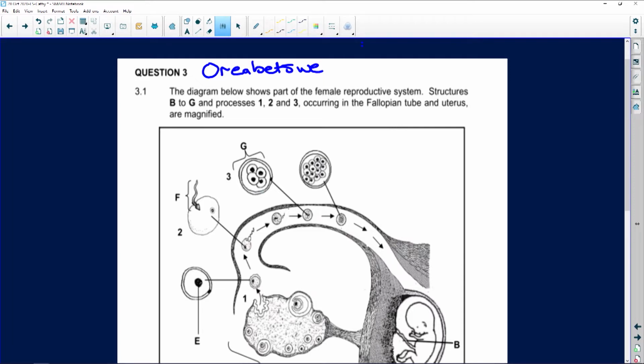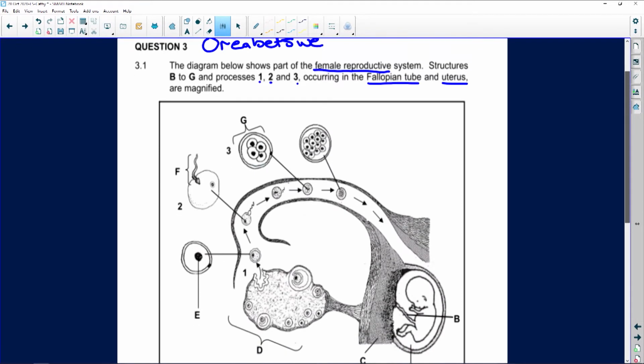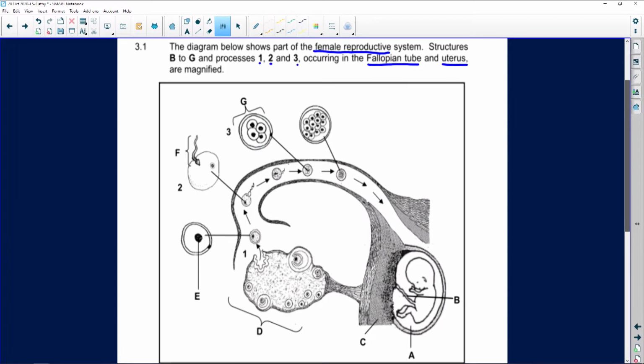And it says, the diagram below shows part of the female reproductive organ. Well, this doesn't look like a male reproductive organ. Structures B and G and processes 1, 2, and 3 occurring in the fallopian tube and the uterus are magnified. In other words, it's not drawn to scale.